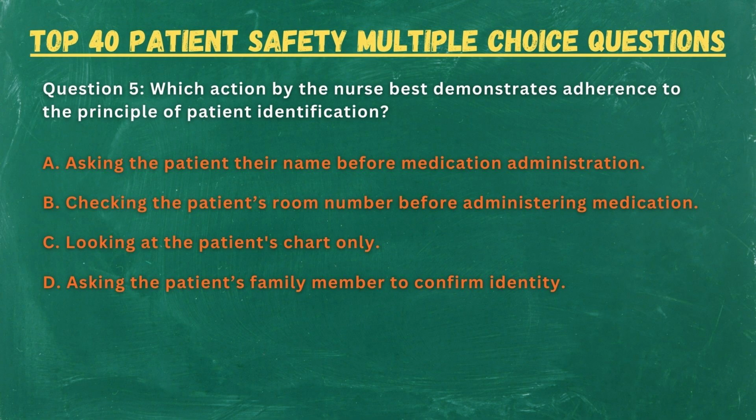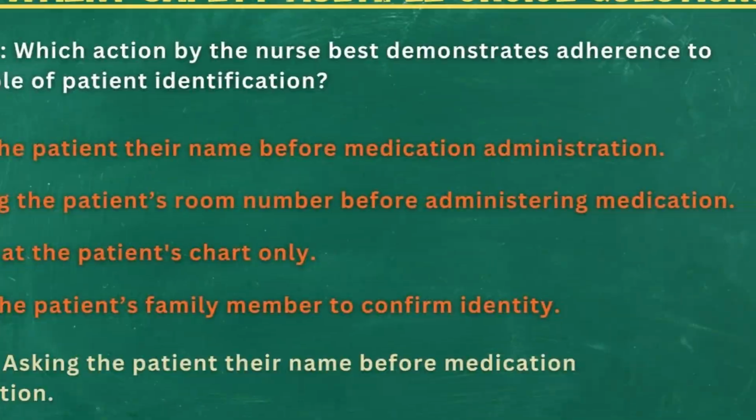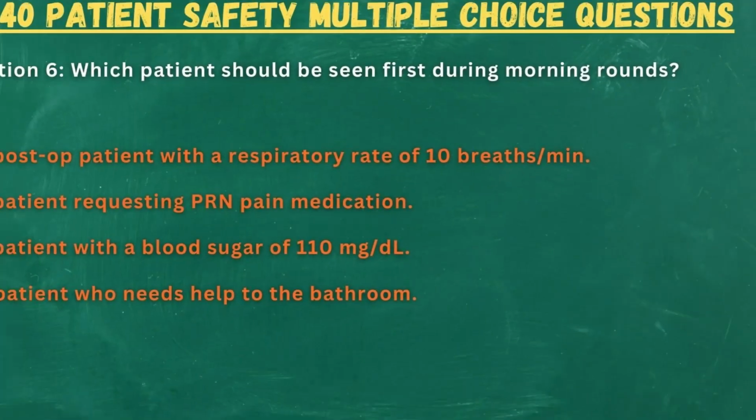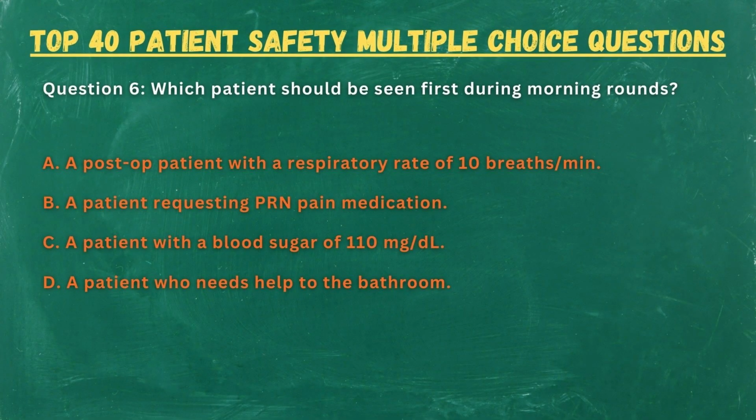C. Looking at the patient's chart only. D. Asking the patient's family member to confirm identity. Answer. A. Asking the patient their name before medication administration. Question 6. Which patient should be seen first during morning rounds?